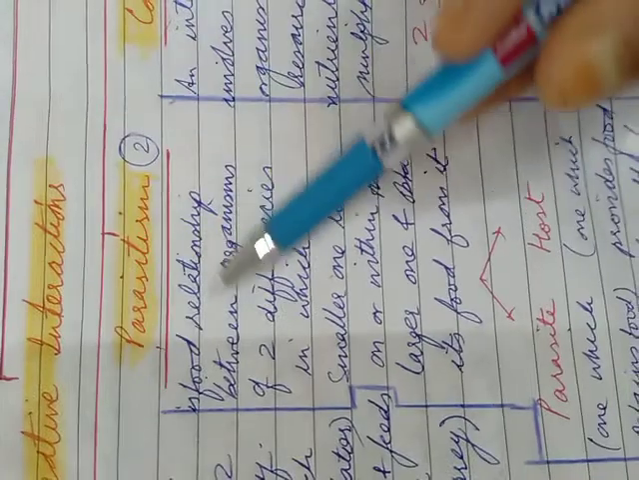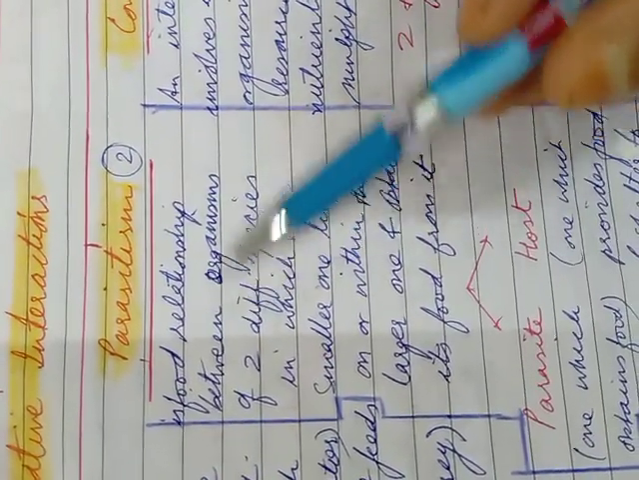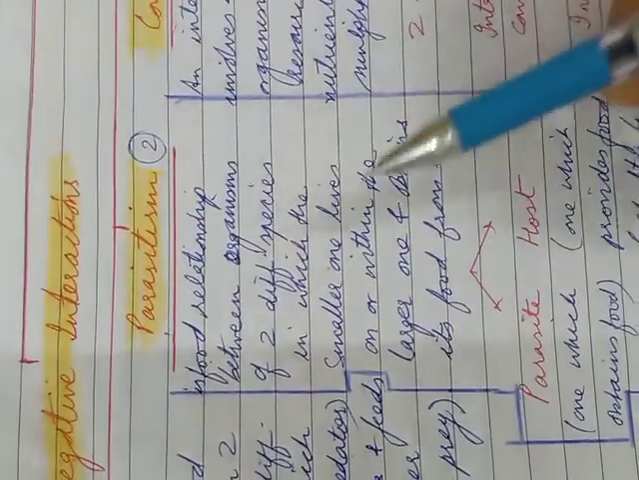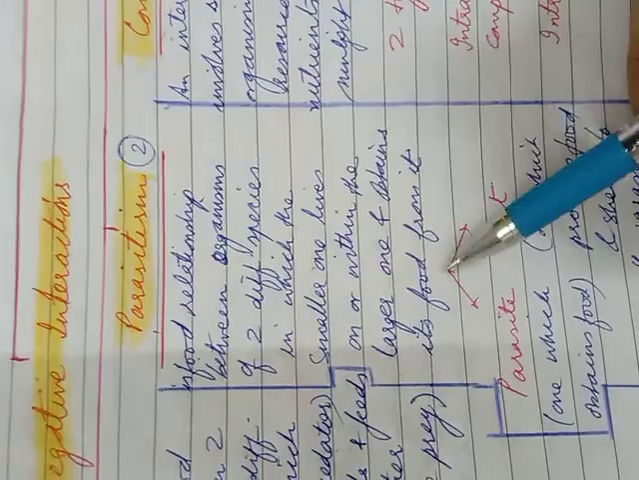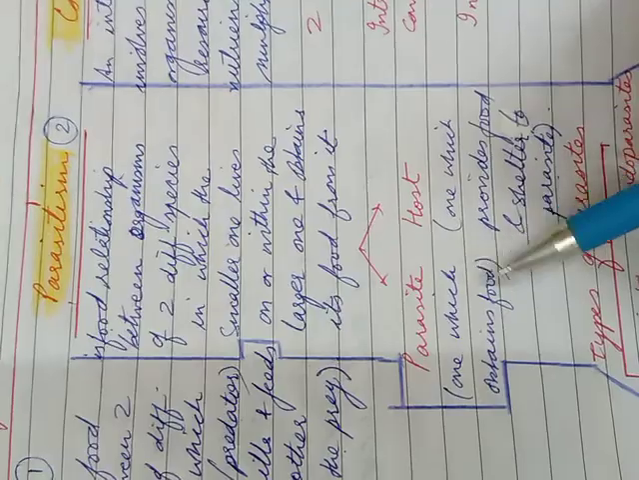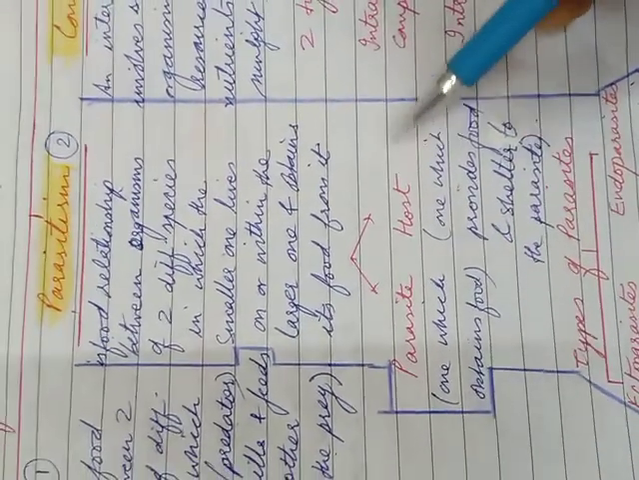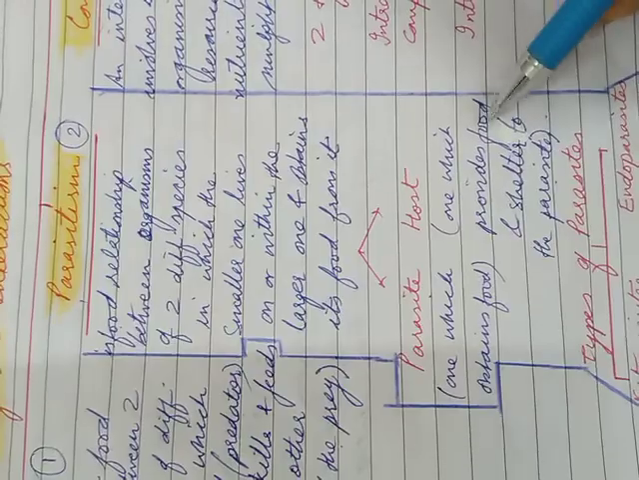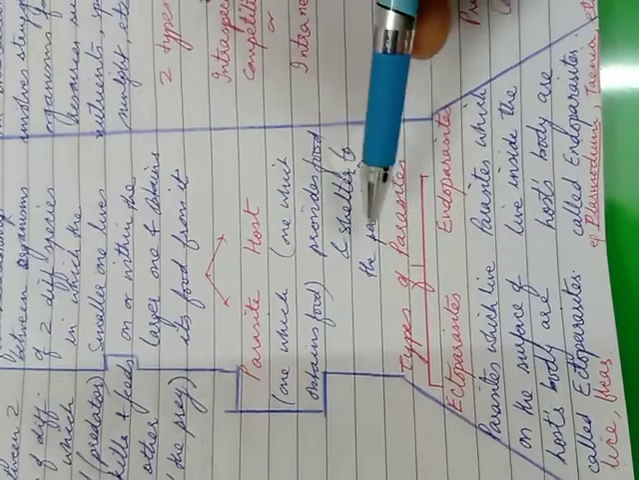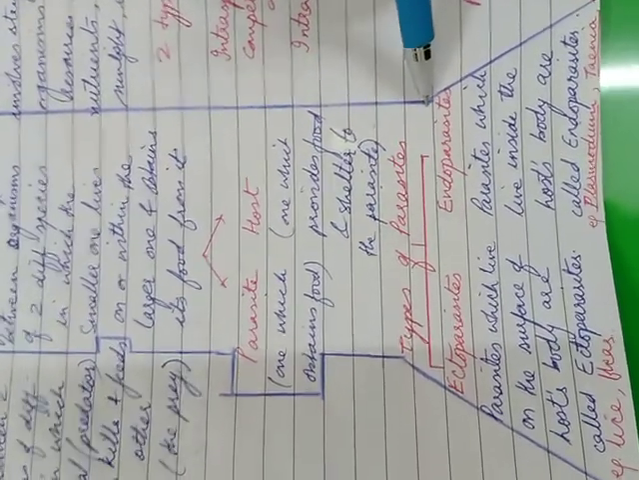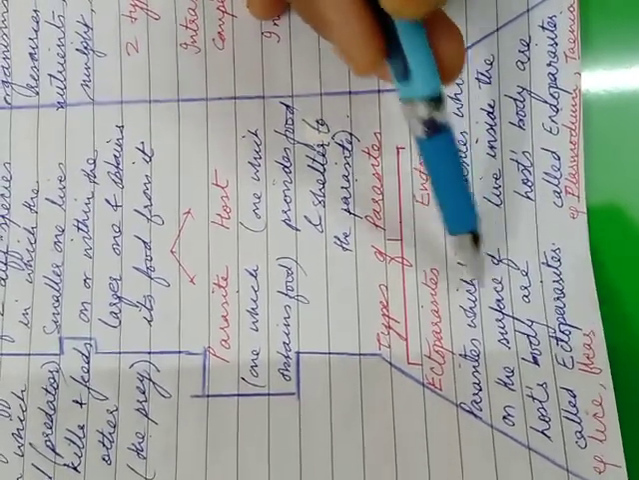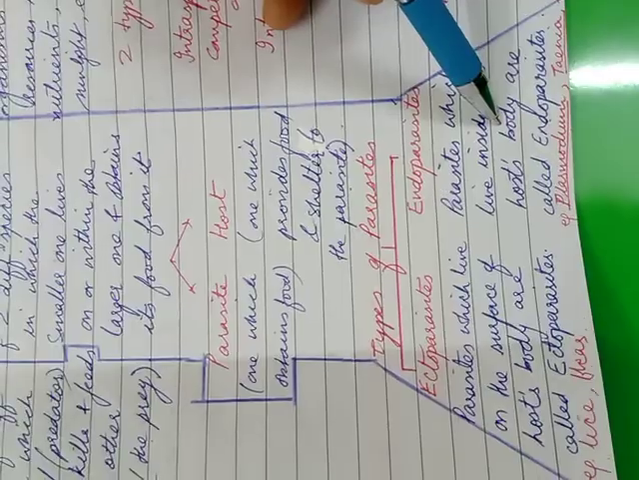So let's define it. Parasitism is food relationship between organisms of two different species in which the smaller one lives on or within the larger one and obtains the food from it. There are two organisms. One is a parasite which obtains the food, and the other is a host, one which provides food and shelter to the parasite, right? Under this, there are two types of parasites, ectoparasites and endoparasites. Ecto means which live on the surface of host, and endo means which live inside the host's body, right?